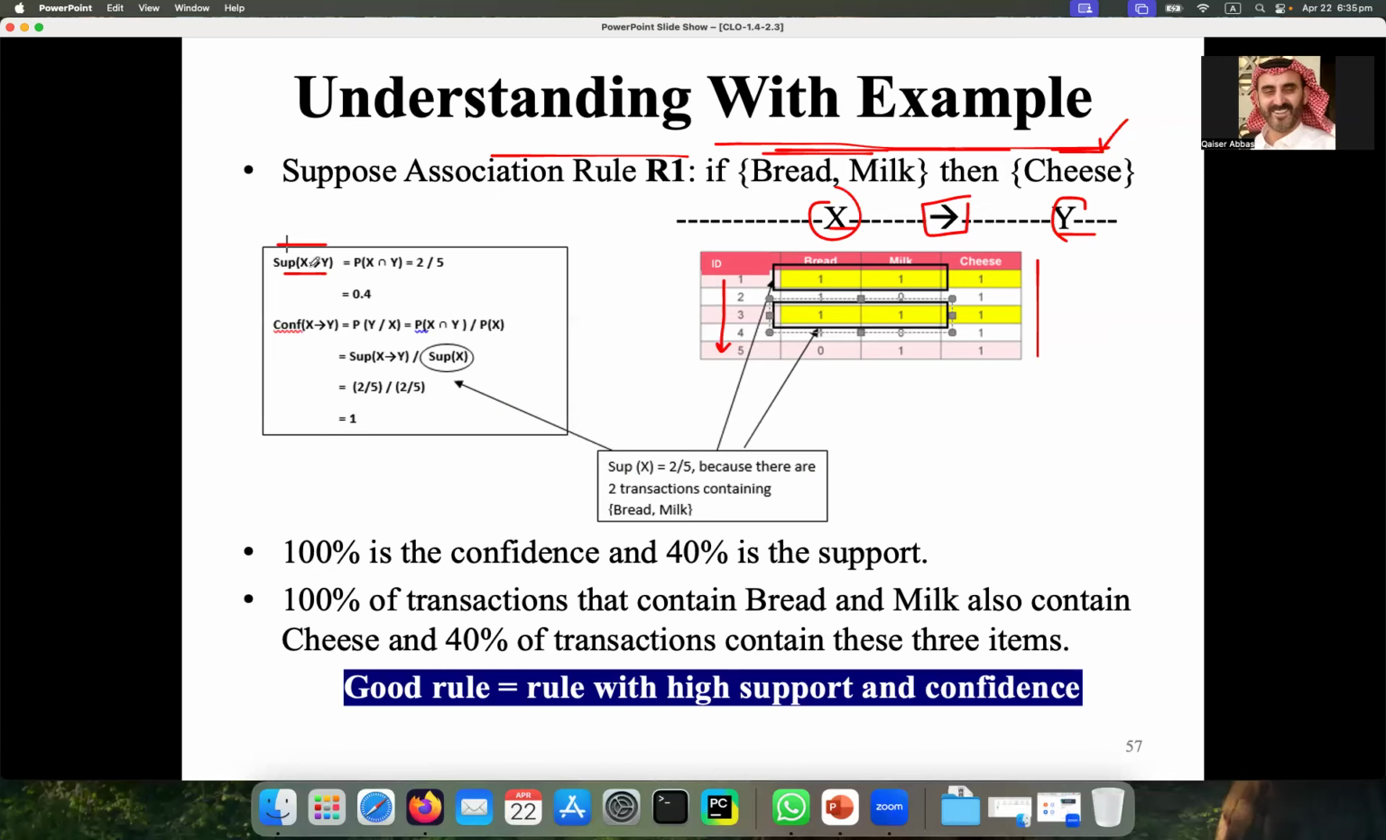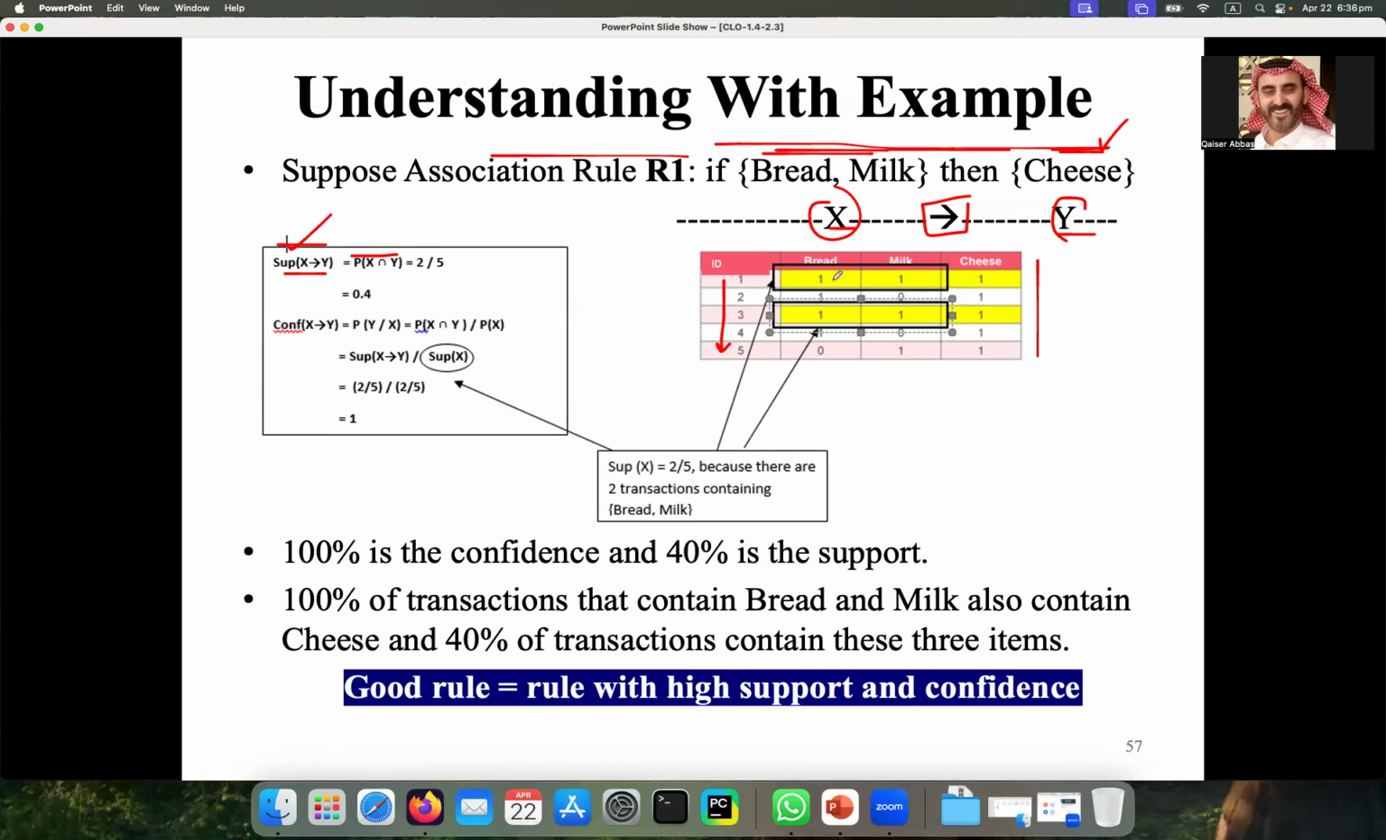Support of x implies y is equal to what? Probability of x and y, according to that equation in the previous slide. So we have to calculate the probability of x and y together. According to the definition of support, it means how many times x and y appear in all the transactions. X is bread and milk, and y is cheese. So we compare bread, milk, and cheese together, 3 items.